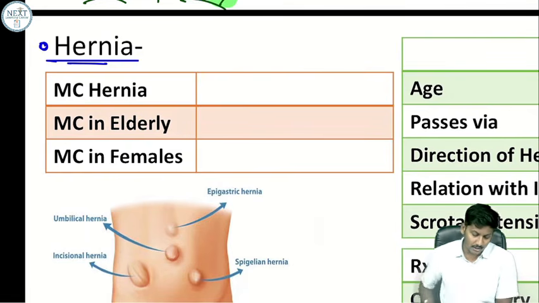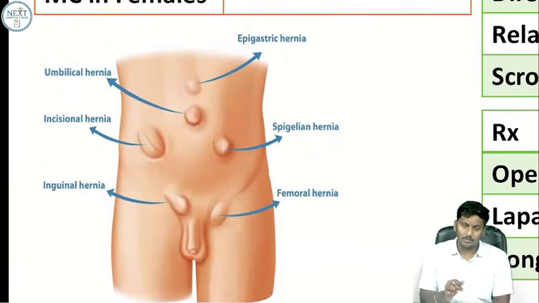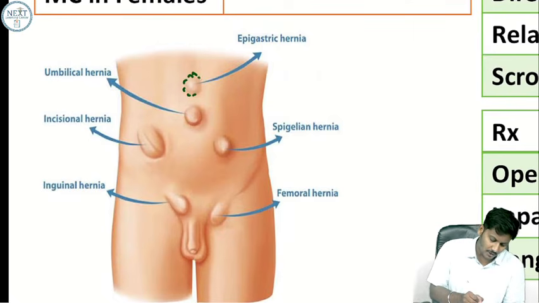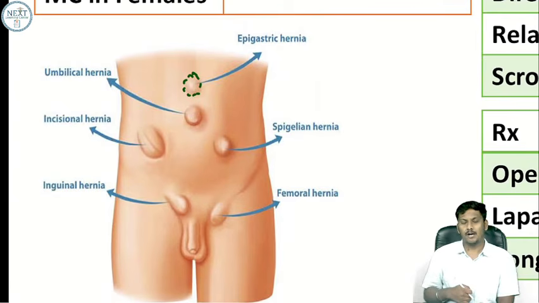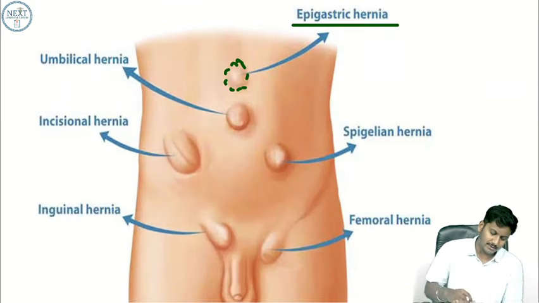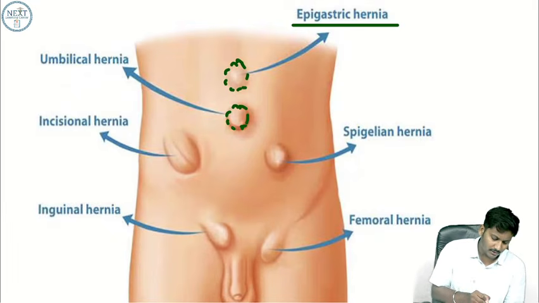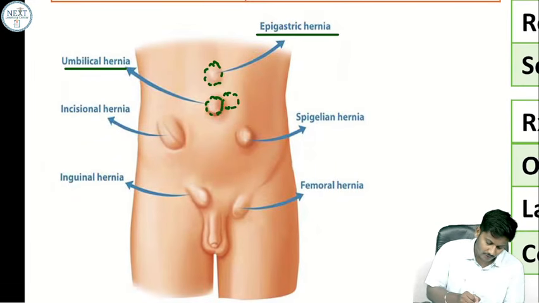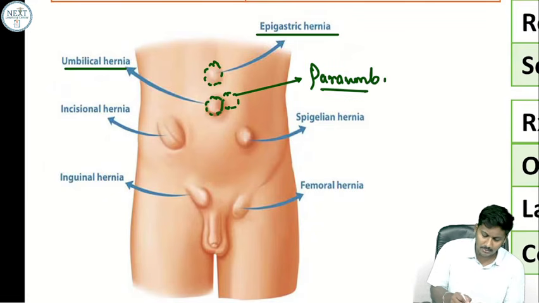groin hernia. If I talk about the abdominal wall hernias, they can be first any herniation from the linea alba or from the midline of the abdomen. Any hernia from this linea alba or the midline of the abdomen is an epigastric hernia. Any hernia from the umbilicus is called the umbilical hernia. Any herniation from 2 to 3 centimeters range around the umbilicus is known as paraumbilical hernia.